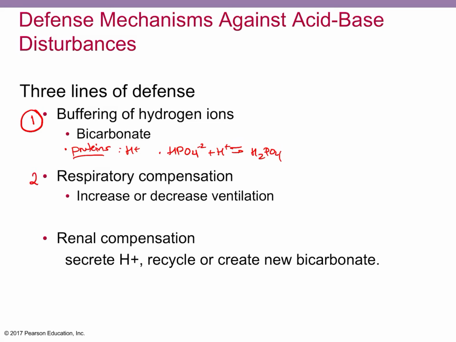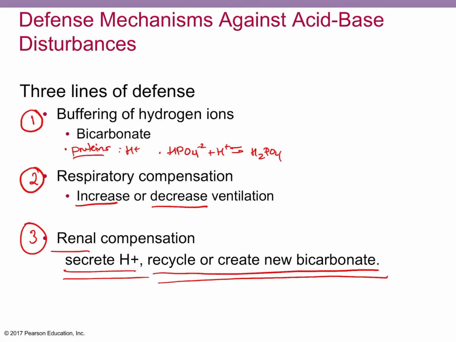Second line of defense, the second thing that happens if we start to change our pH, is respiratory compensation. We can either increase or decrease ventilation, so breathing. And then our third line of defense, which takes longer to buffer the hydrogen ions, is renal. So this is the kidney, right? And kidneys have to secrete our hydrogen ions, and they either recycle or they create new bicarbonate. So we'll look at that.